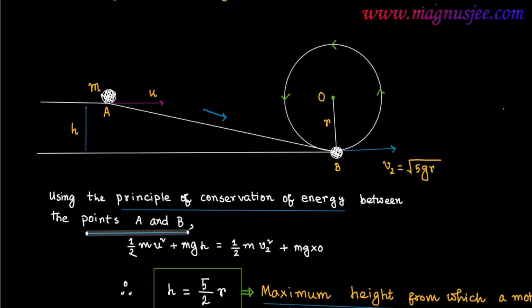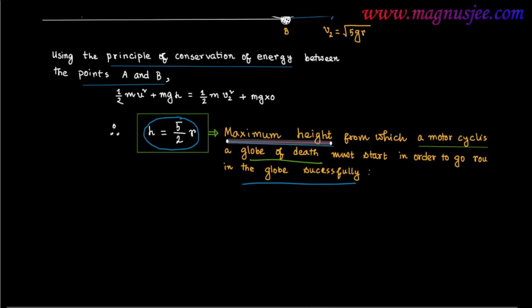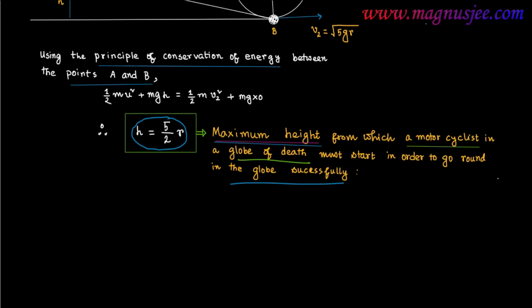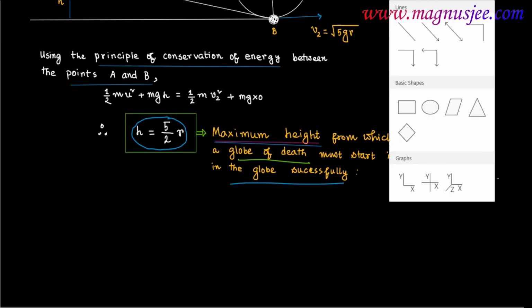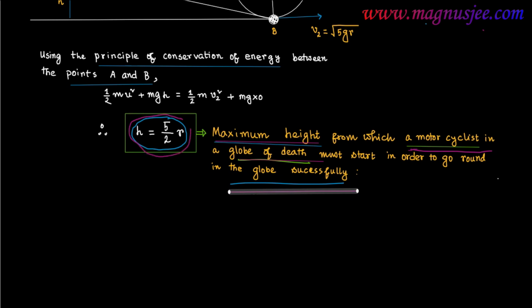Using the principle of conservation of energy between the 2 points A and B, we get half m u square plus mgh equal half m v2 square plus mg into 0. So finally we get h equal 5 by 2 r, which is the maximum height from which a motorcyclist in a globe of death must start in order to go round a globe successfully.